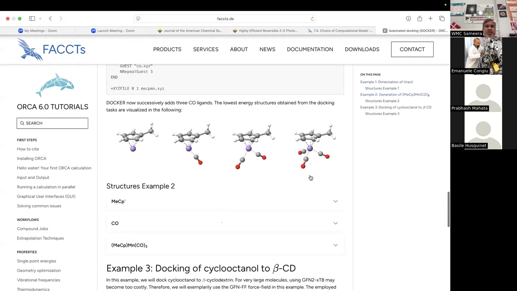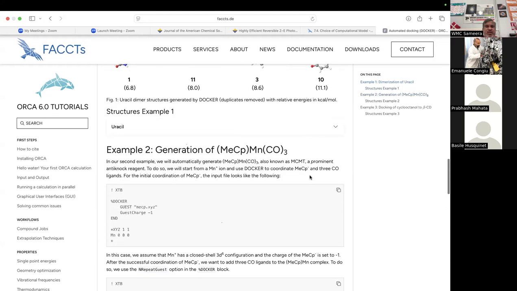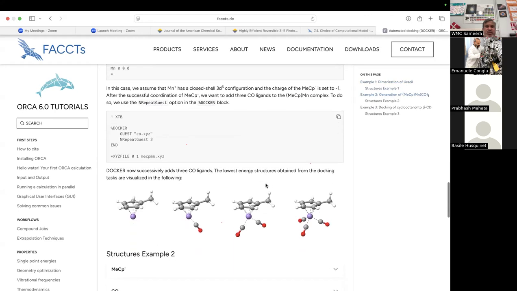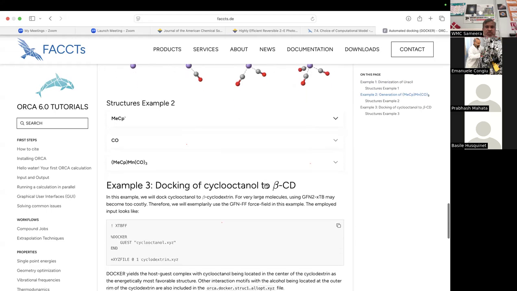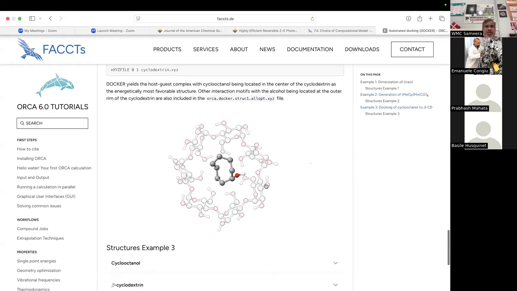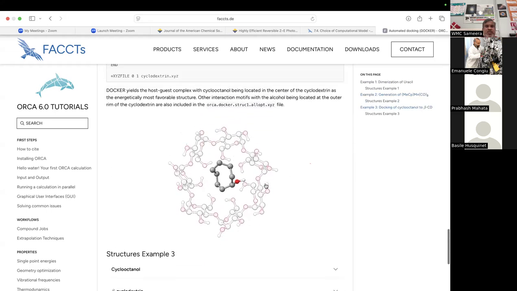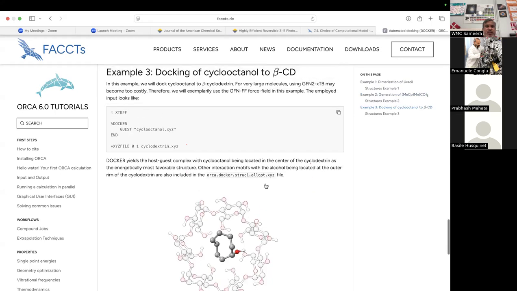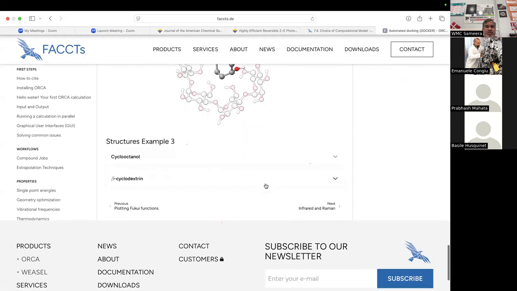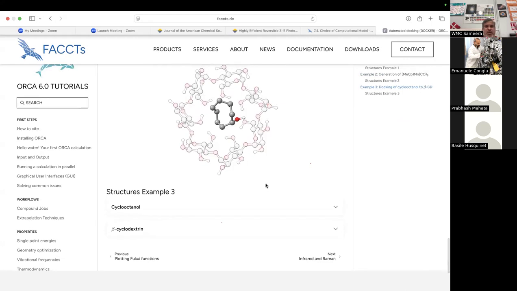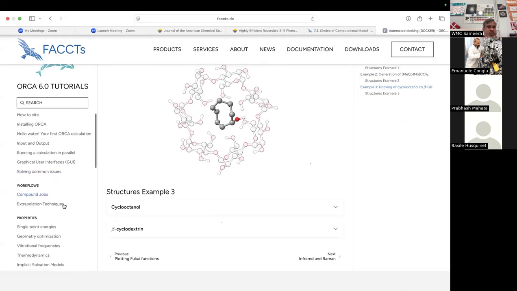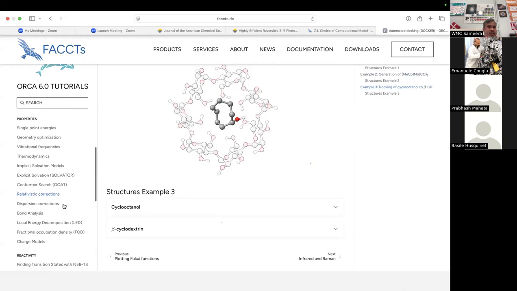Here you can see preparation of transition metal complex. It's also very nice. You can use this approach. Yeah, this is a relatively large molecular system you can try. You have the background now, you will be able to execute these examples.